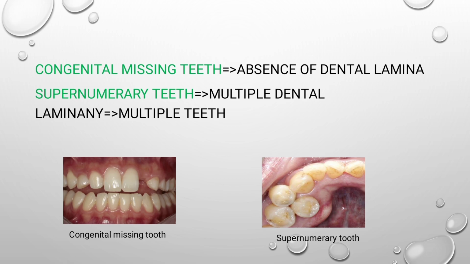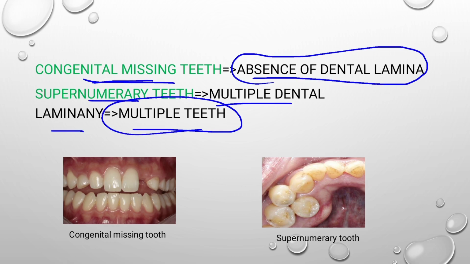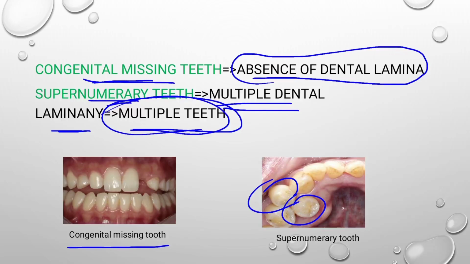The abnormalities of the bud stage include the congenital missing teeth and the supernumerary teeth. What is congenital missing teeth? It is the absence of dental lamina, and supernumerary teeth is when multiple dental lamina or multiple teeth are present. You can see this is multiple supernumerary teeth, and this is congenitally missing teeth.